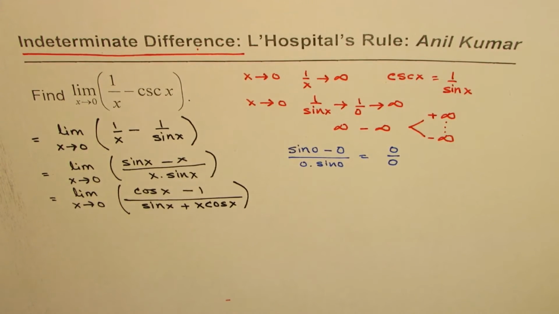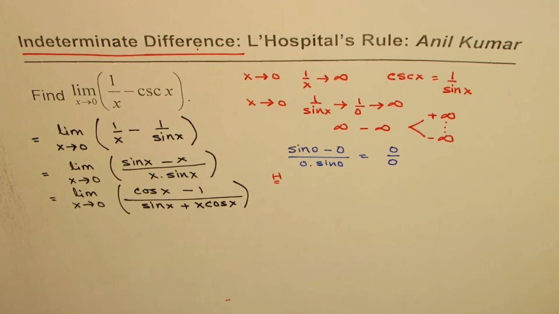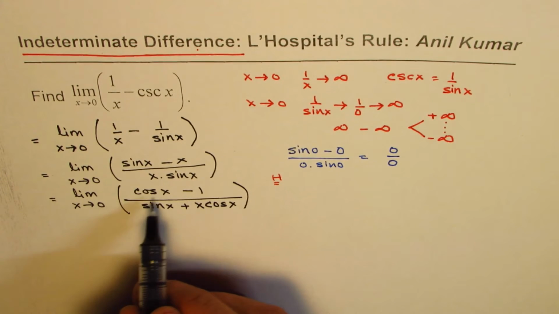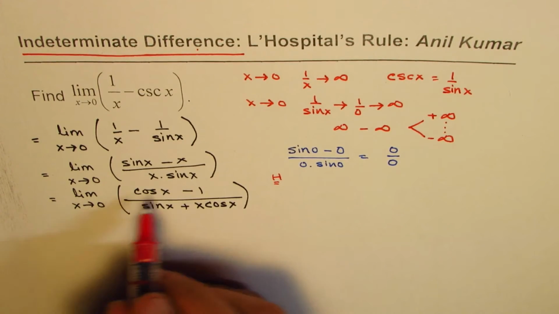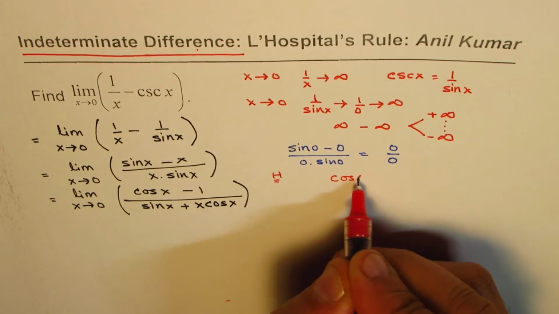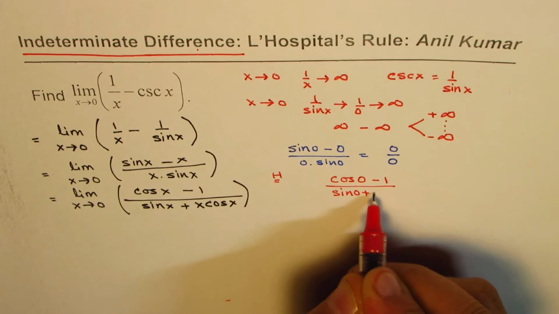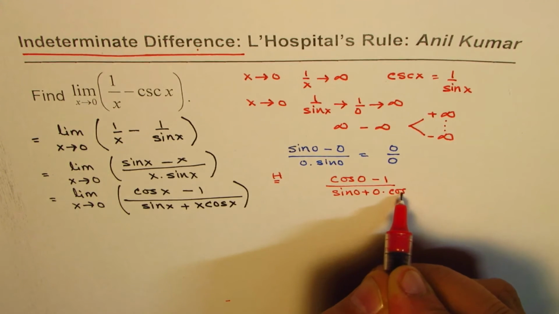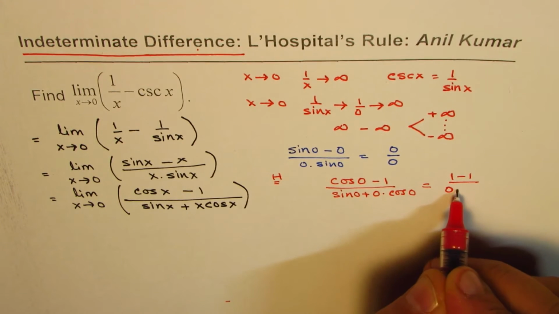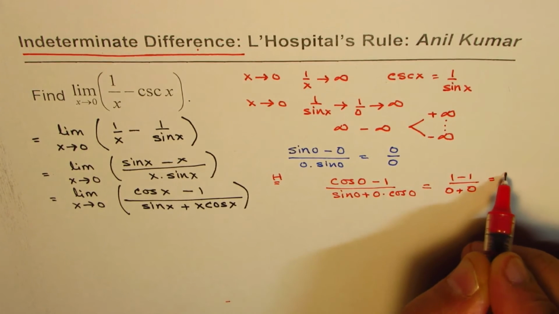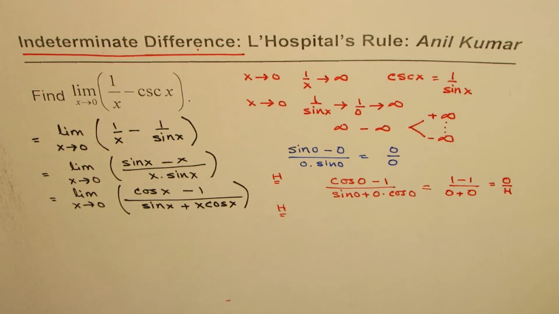So that is when we apply L'Hospital's rule. At this stage we have found the derivative. Now if you substitute 0, what is cos of 0? Cos of 0 is 1, right? So at this stage we see cos of 0 minus 1 over sine 0 plus 0 times cos of 0. Now that is 1 minus 1. Sine 0 is 0. Plus 0 times anything is 0. So we get 0 over 0. That means we can again apply L'Hospital's rule, right?